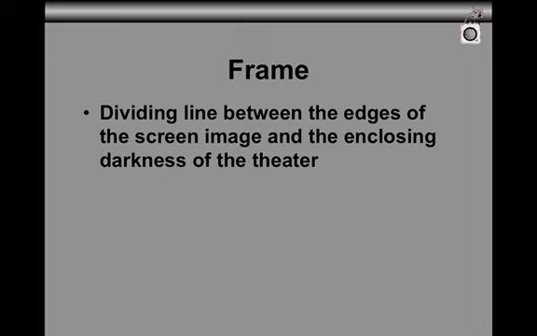This presentation is a basic introduction to some of the fundamental terms associated with filmmaking. We're going to start off with the term frame, which refers to the dividing line between the edges of the screen image and the enclosing darkness of the theater.